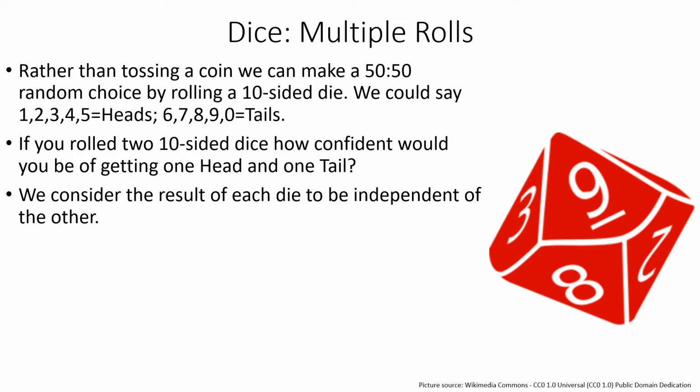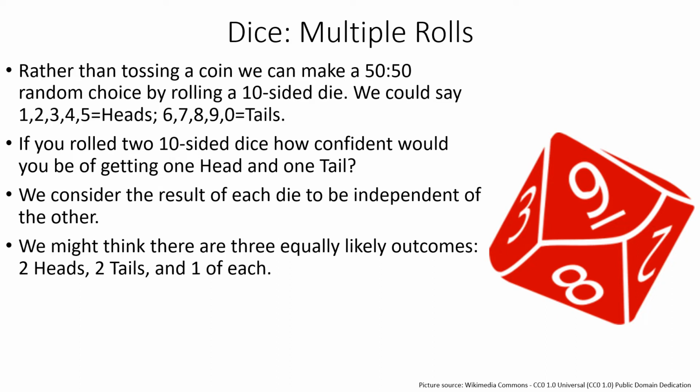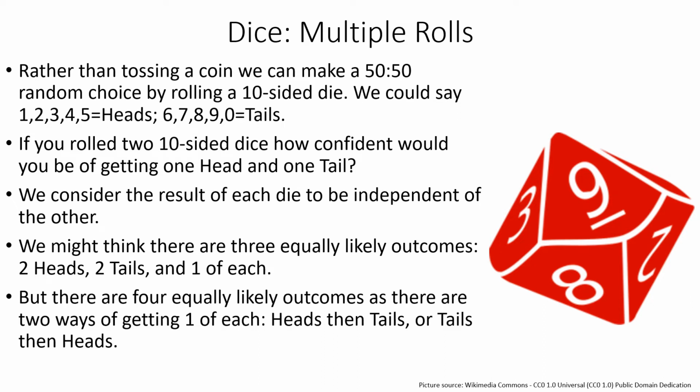And so we should say first of all that we are considering each coin toss or each roll of a die to be entirely independent of all of the other events. And so at first glance you might think, well, we could get 2 heads or 2 tails or 1 of each. And actually when we think about it a bit more carefully, of course there's actually 4 ways of doing it. There's the 2 outcomes multiplied by 2.